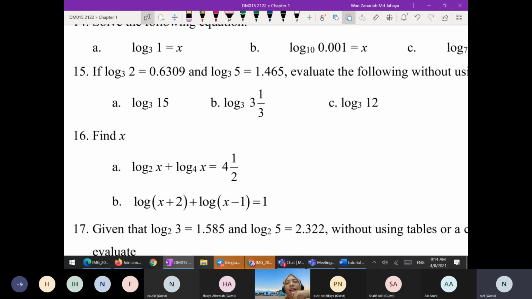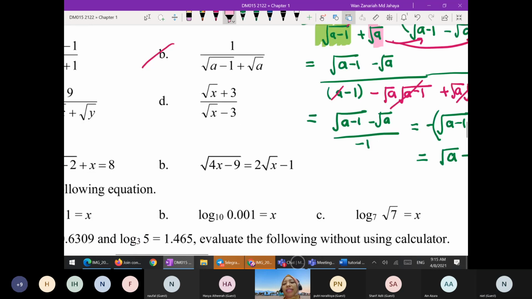I have told you earlier yesterday, if the base are the same, so not a problem. So maybe you can discuss among your friends. I am interested to do 16A because the base are not the same. This is base 2, this is base 4. So you have to choose. You nak choose yang mana satu, mesti choose the lowest base. Same as index just now, sama macam index tadi.